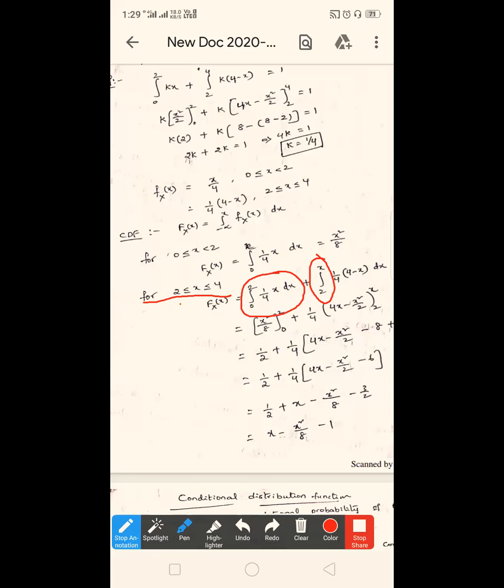What is the previous range? 0 to 2 only. So you have to consider the previous range also. For the previous range, the function value is x by 4. For the present range, the function value is 1 by 4 into 4 minus x. Probability density function is x by 4 for the range 0 to 2. For the second range 2 to x, you have to write the probability density function as 1 by 4 into 4 minus x.